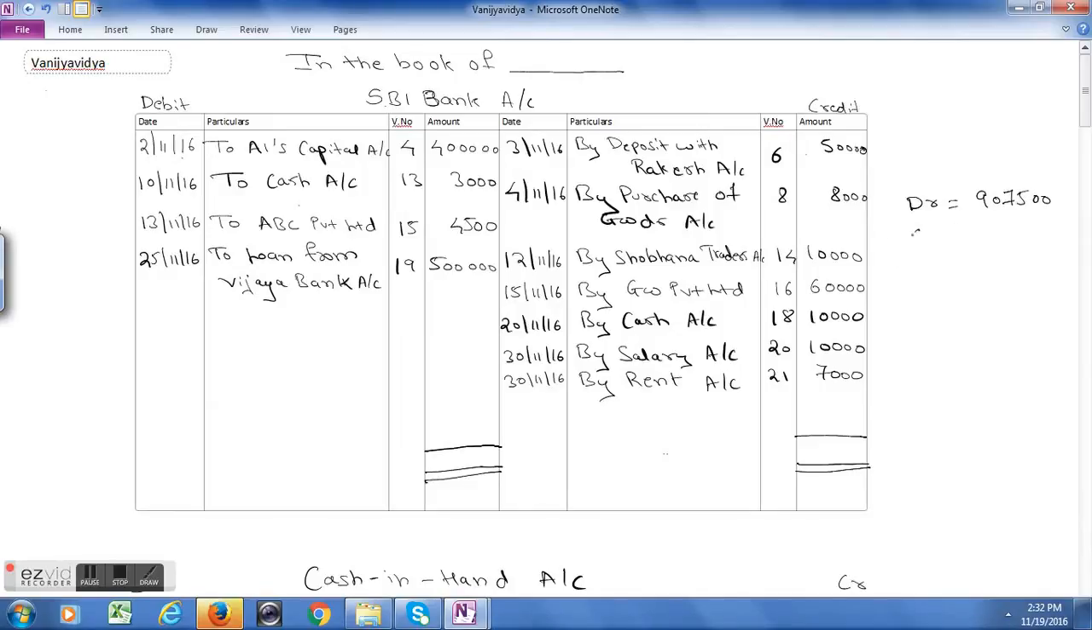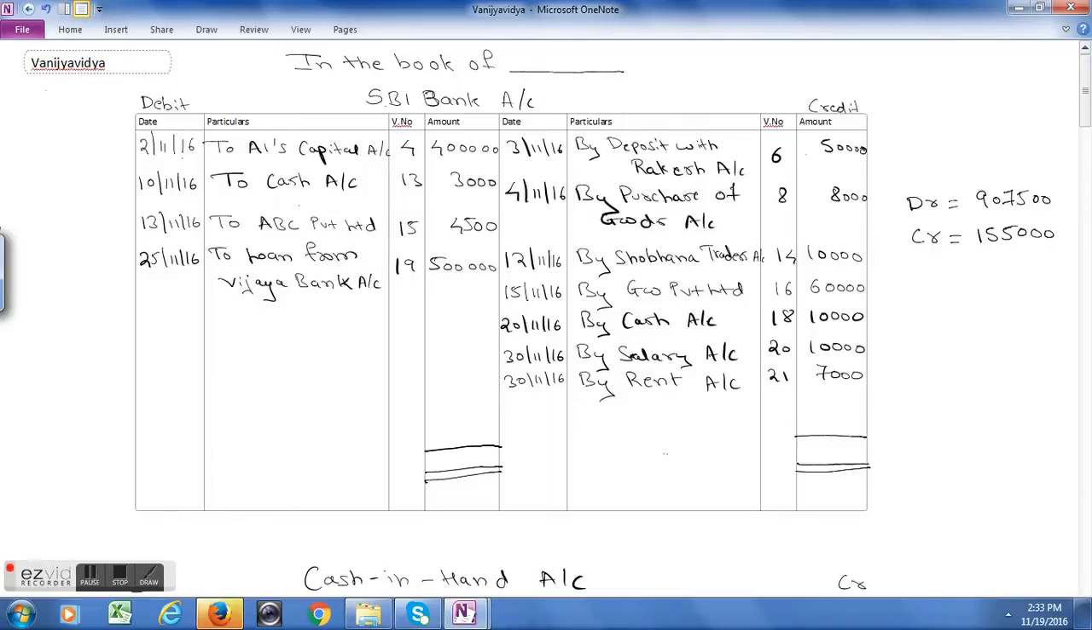9,07,500. Now we'll take a total of the credit side. Credit side is how much? 50,000 plus 8,000 is 58,000, plus 10,000 is 68,000, plus 60,000 is 1,28,000, plus 10,000 is 1,38,000, plus 10,000 is 1,48,000, and plus 7,000 is 1,55,000. So credit side total comes to 1,55,000. Debit side is 9,07,500. Whichever total is greater, we will be writing it in the total column.